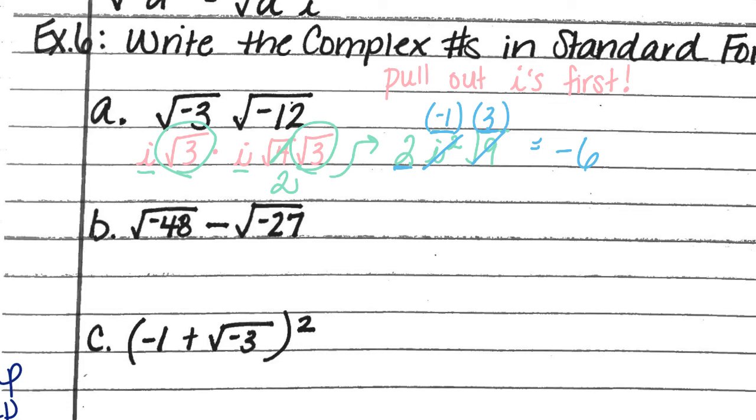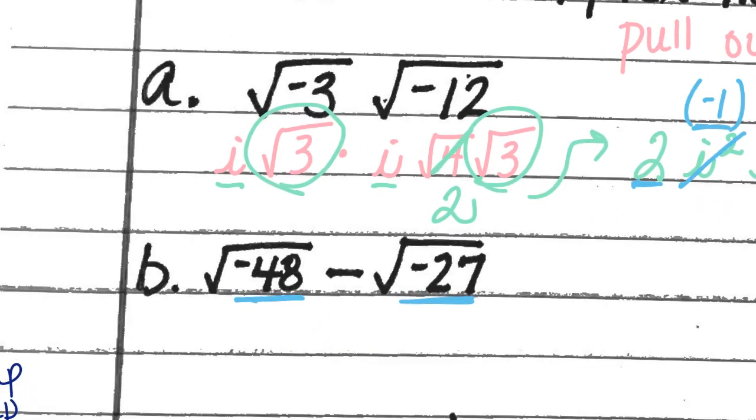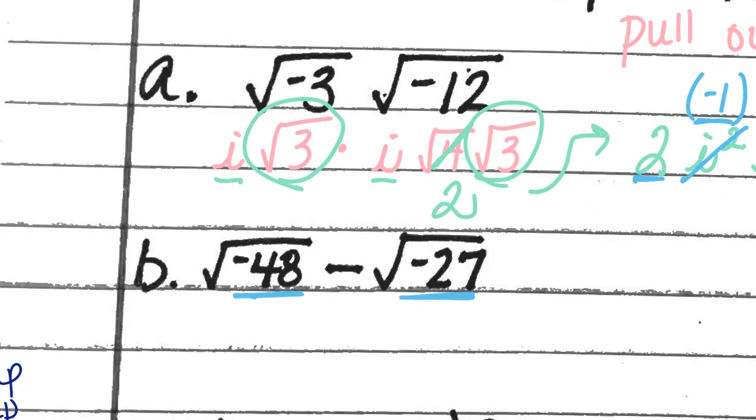We're going to do one more here. We're going to pull out our i's first, but notice we can also take some other numbers out. So for b, I can also take out a 16. 16 times 3. So I'm going to pull my i out. I'm going to take my 16 out. Root 3 will stay. Minus, well, negative 27, I could pull my i out. 27 is 3 times 9. 9 and 3.